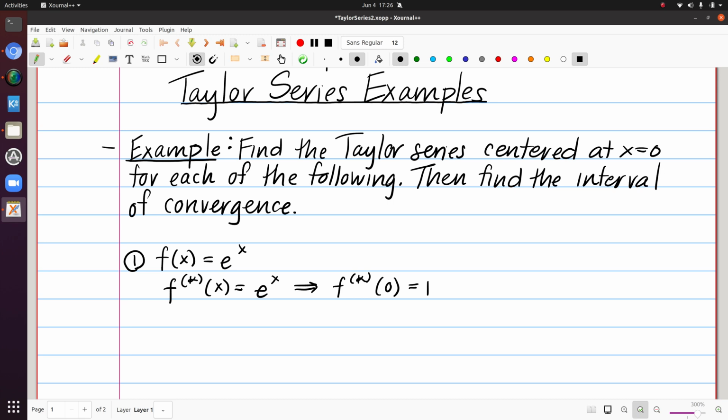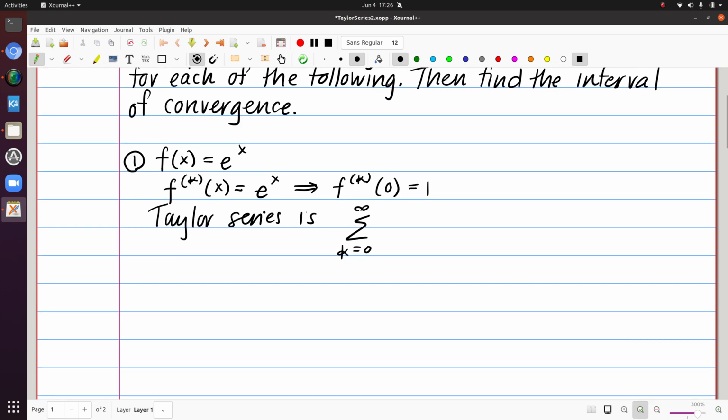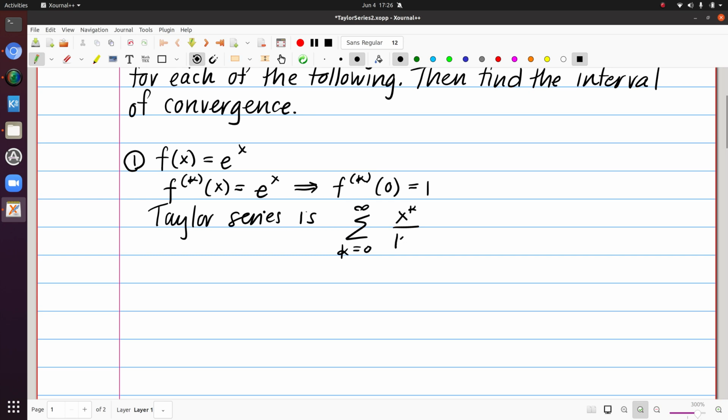What that tells me is that the Taylor series for e to the x that's centered at 0 is summing from k equals 0 to infinity. We're going to replace the green box with 1, and so I'm just going to get 1 times x to the k divided by k factorial.